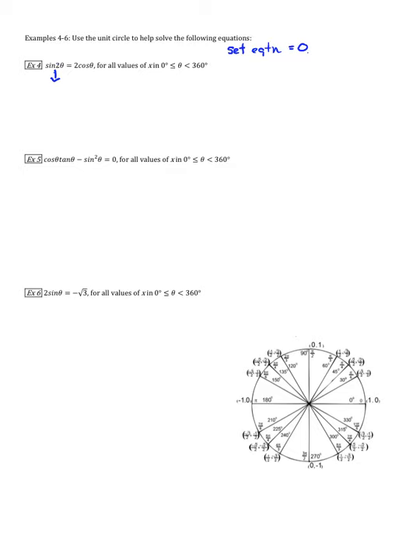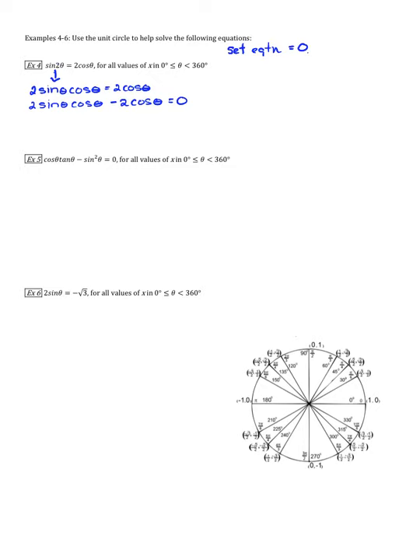So we're going to expand sine 2 theta, we're going to use our identity. That's 2 sine theta cosine theta equals 2 cosine theta. And as I said, we want to set this equal to 0. So 2 sine theta cosine theta minus 2 cosine theta equals 0.